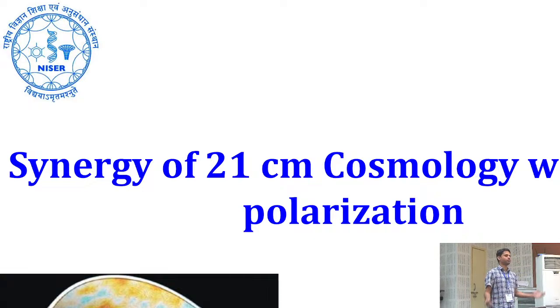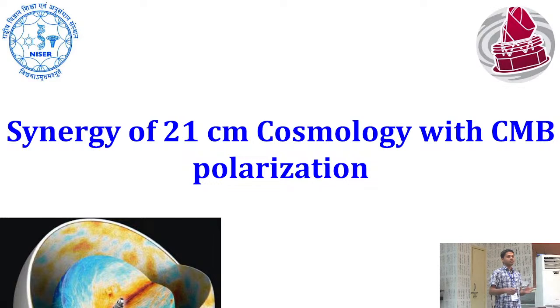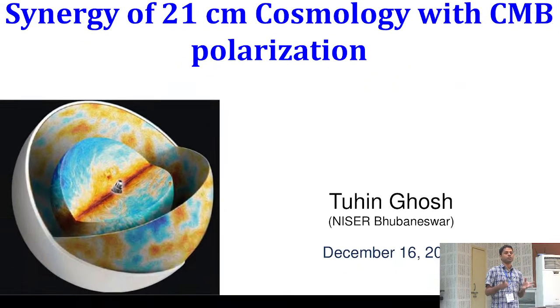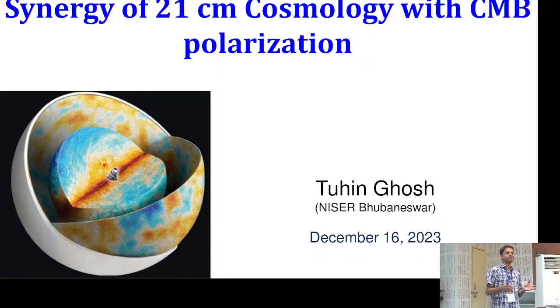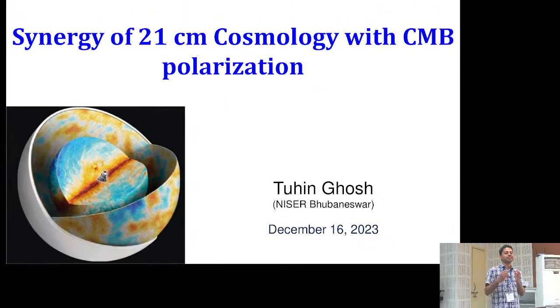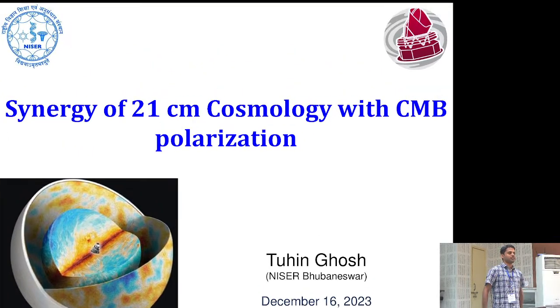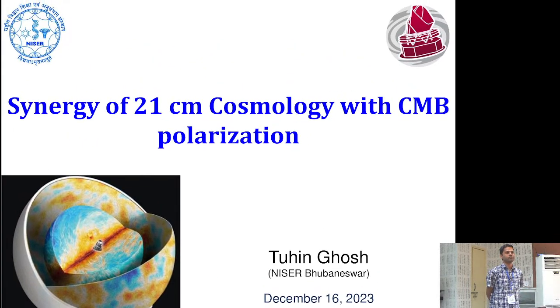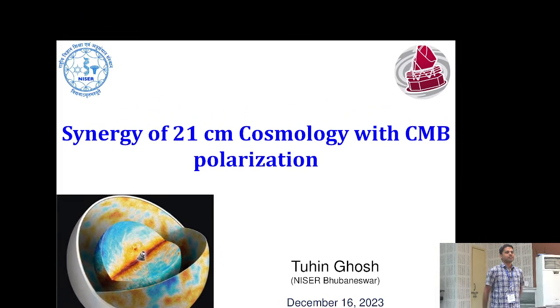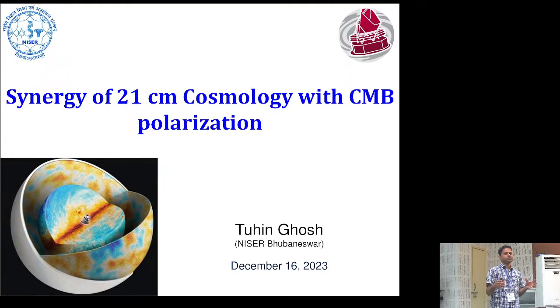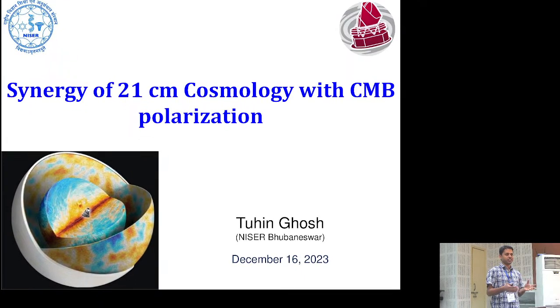During the school, we heard about the 21 centimeter emission and the epoch of reionization. But there are other observations. I come from a CMB background. From the CMB, the cosmic microwave background radiation, you can also constrain when the epoch of reionization happened. Say JWST will also tell when the first stars formed. So there are different observational probes, and they always help in understanding the epoch of reionization.